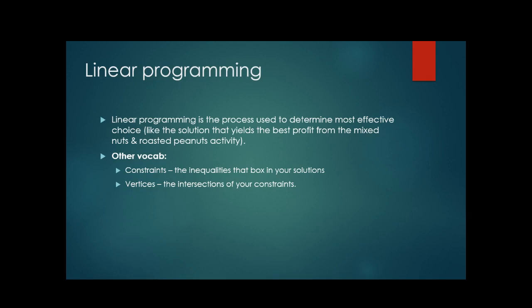A constraint is basically each inequality. In the mixed nuts and roasted peanuts problem, you had to have less than $600. You had to have fewer than 500 of the packages and cans. Vertices are the points where the inequalities intersect. So if there are 4 inequalities, there are going to be 4 vertices because those inequalities are intersecting at 4 different places. If there are 3 inequalities, there would be 3 vertices. And we're going to look at those vertices in a second.